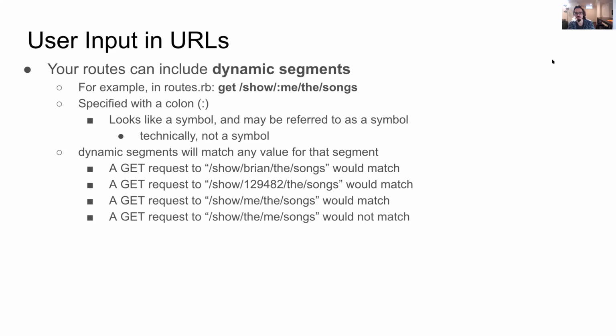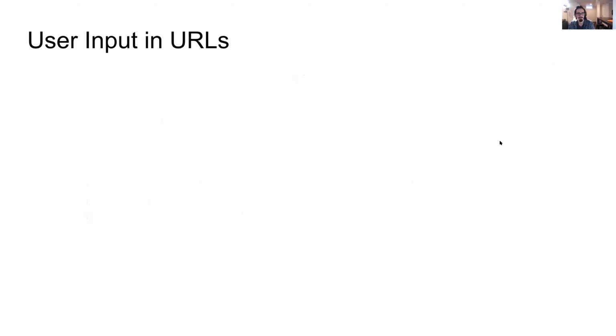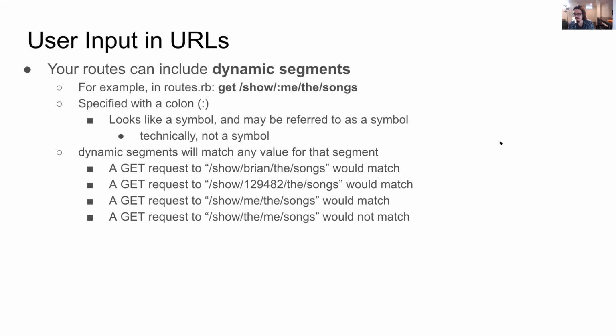A GET request to show the me songs would not match. So we still need our dynamic segments to match in order. In this case, the third segment has to be the, with the way we've defined the route. But if we look at it in here, the third segment is me. So that doesn't work. And that is dynamic segments.